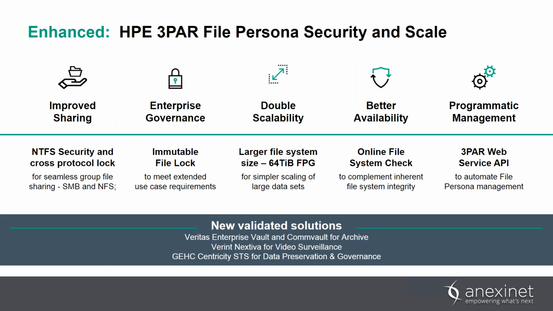So a lot of new features have come out for 3PAR File Persona in the security and scaling capabilities. The first one is improved sharing: NTFS security and cross-protocol lock for seamless group file sharing, SMB and NFS. Enterprise governance, so you have file lock capabilities now to meet extended use case requirements. Double scalability, larger file system size, all the way up to 64 terabytes for a file provisioning group. Better availability, online file system check to complement inherent file system integrity. Programmatic management, 3PAR web service API to automate File Persona management.